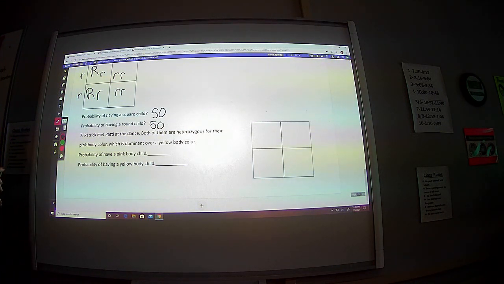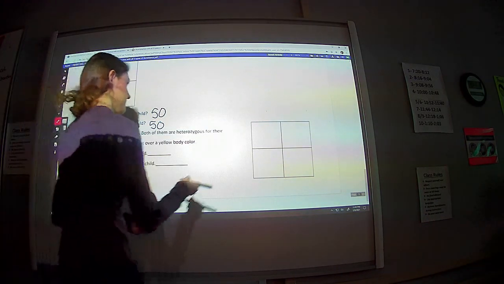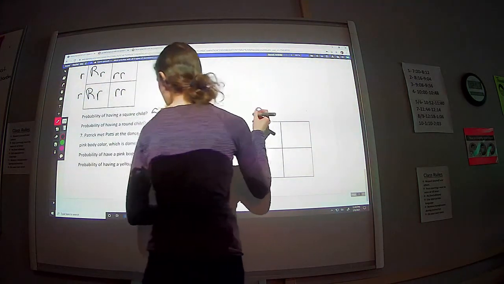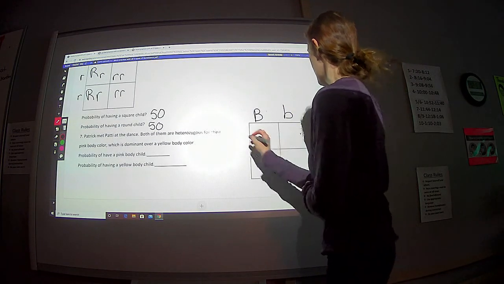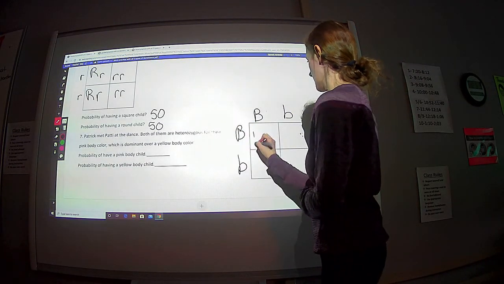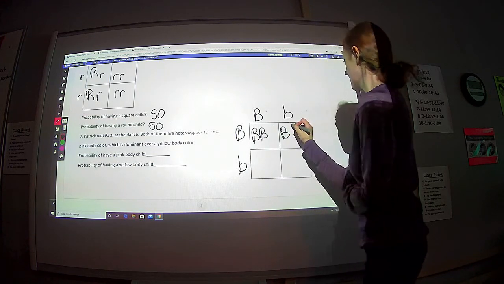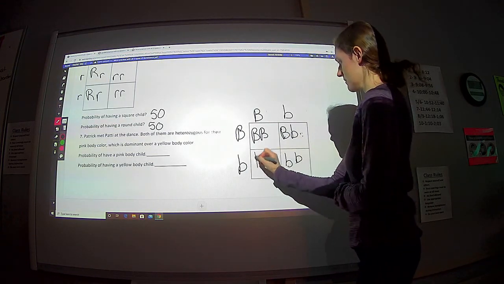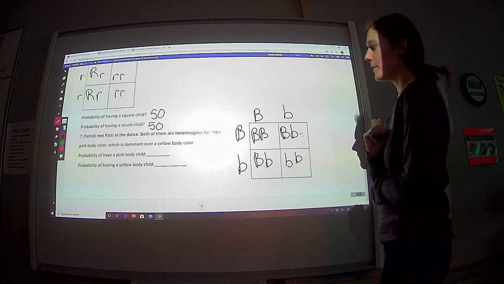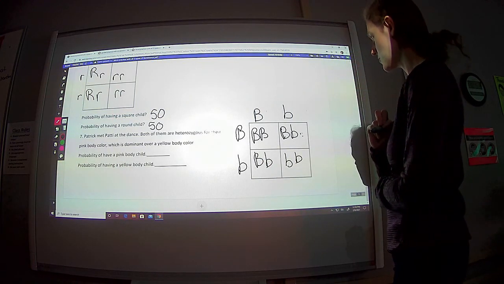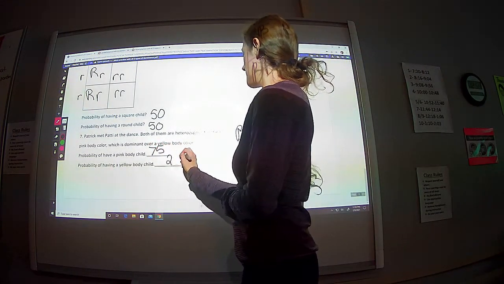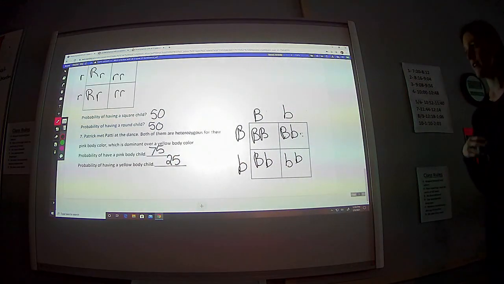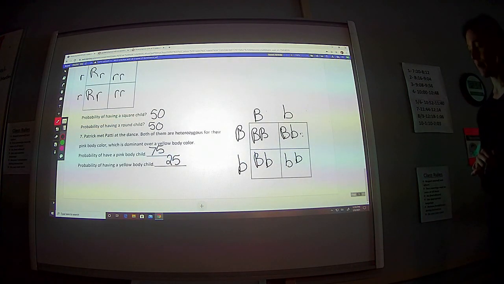Patrick met Patty at the dance. Both of them are heterozygous for their pink body color, which is dominant over yellow body color. Because they are both heterozygous for their body color. Probability of having a pink body, which is dominant, would be 75%, and yellow would be 25%. So that was kind of a conglomeration of doing all three types of Punnett squares.